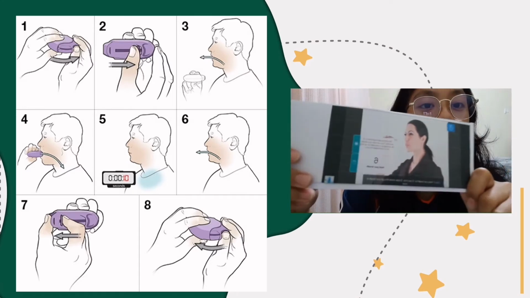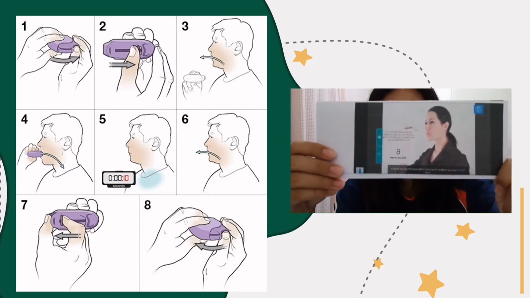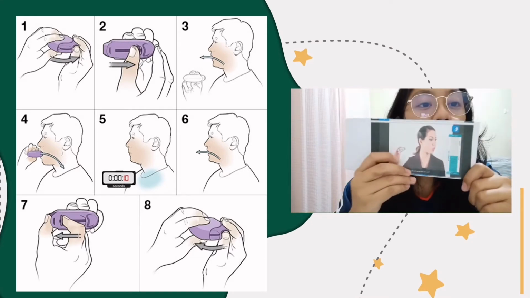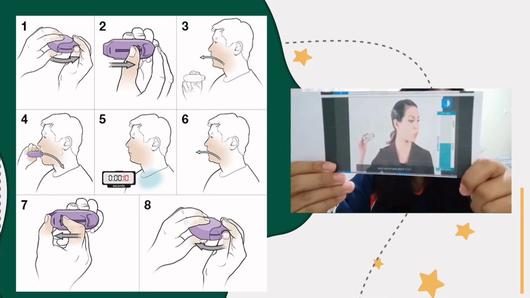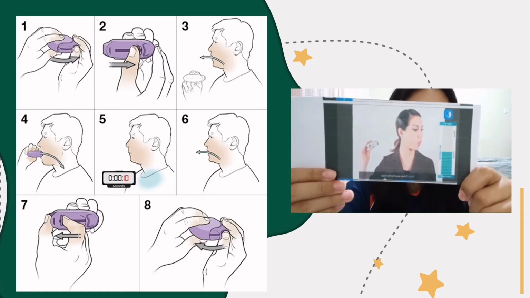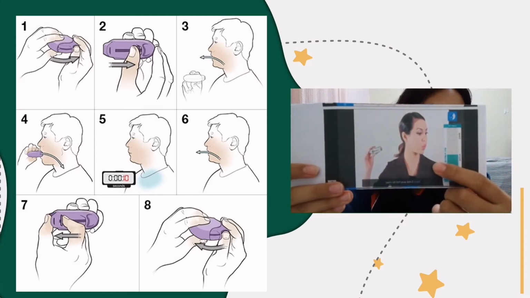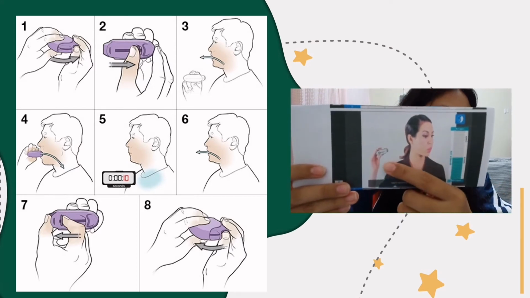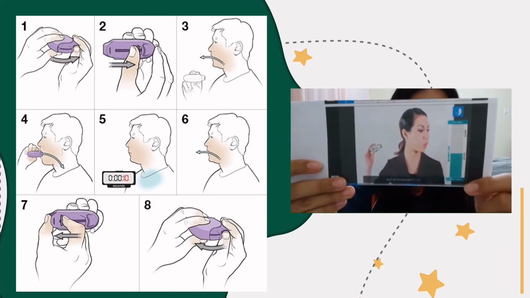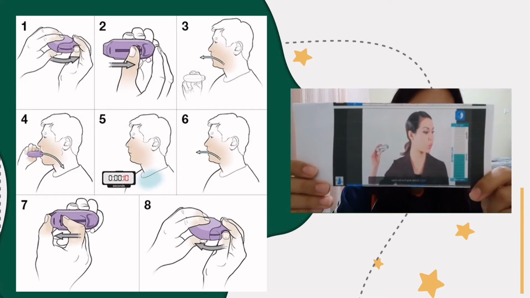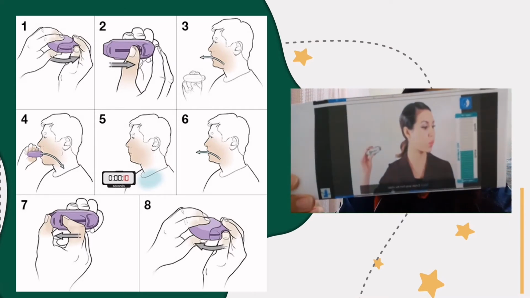Then for 10 seconds, you have to hold your breath. And then for the next step, the patient exhales slowly after removing the discus from the mouth. So, as you can see, the patient exhales slowly away from the discus. Then wipe the mouthpiece clean after using it.